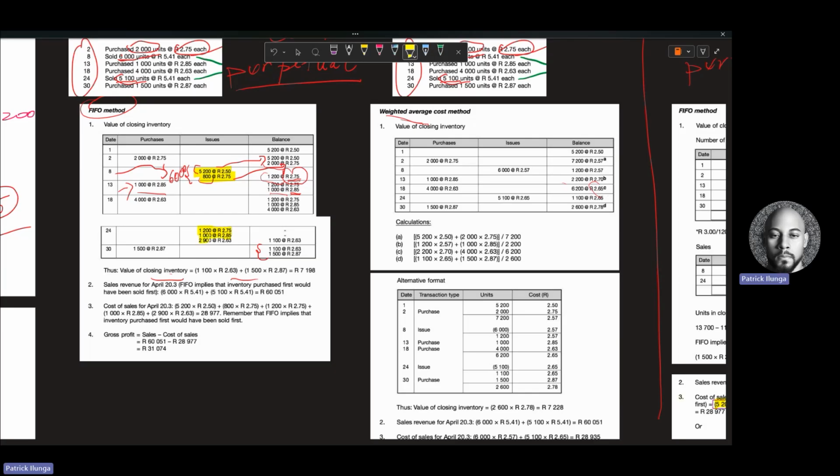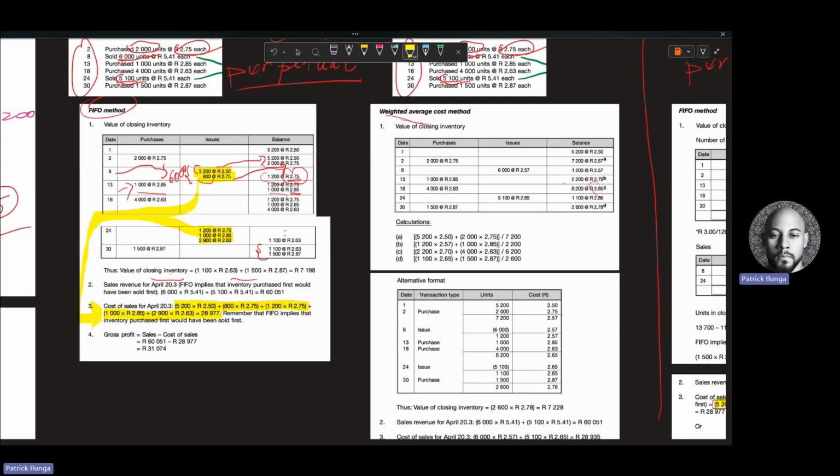Every time there was a sale, all the sales that took place, these will be the two places where you are going to account for the cost of sales. So all these that you are seeing are here. I trust you can see it quite clearly.